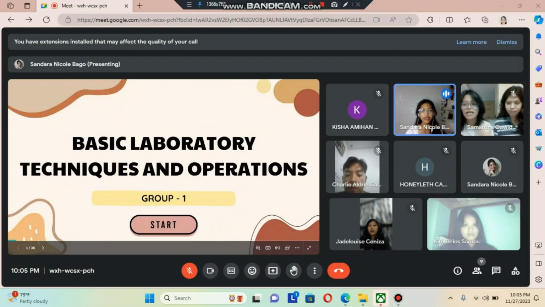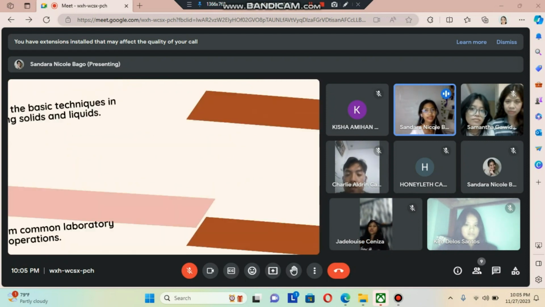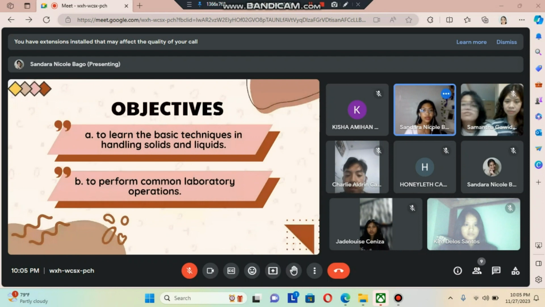Good day, everyone. We are Group 1 and we're going to present the basic laboratory techniques and operation. The objectives are: A. To learn the basic techniques in handling solids and liquids. B. To perform common laboratory operations.